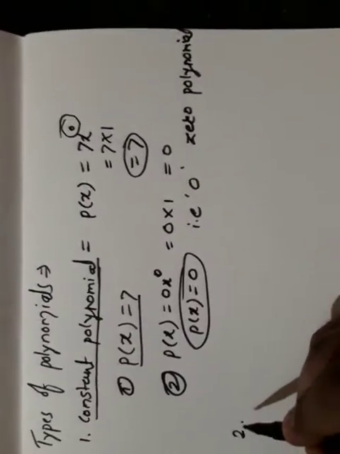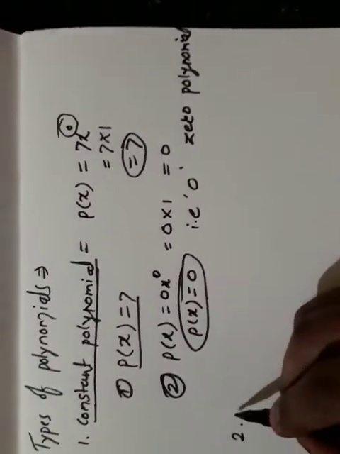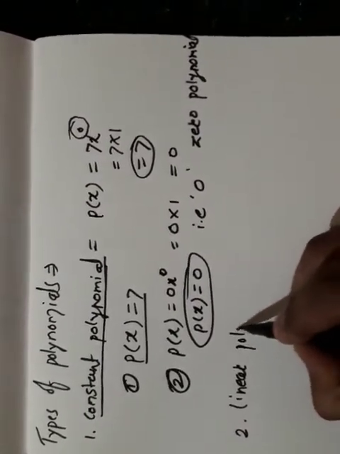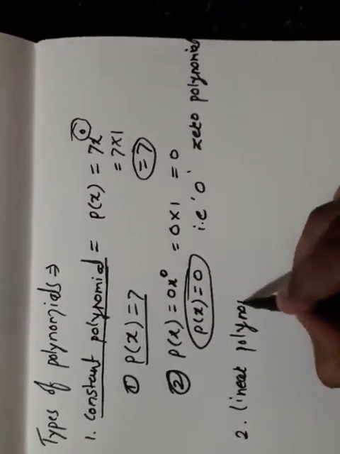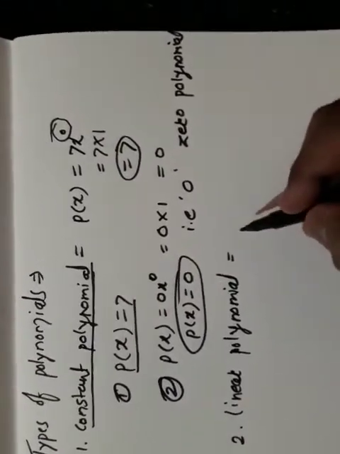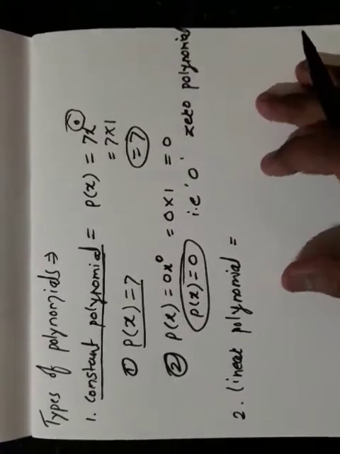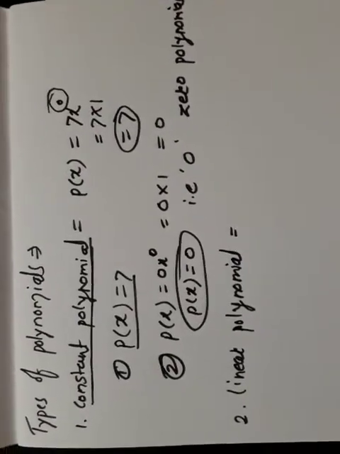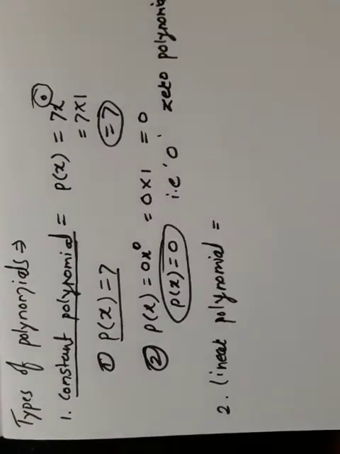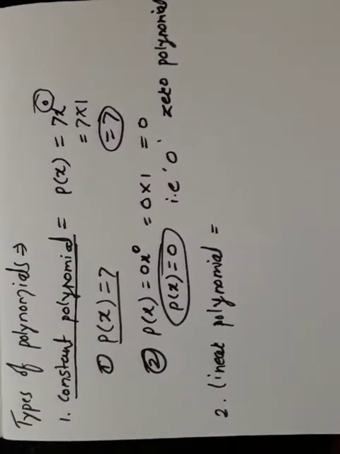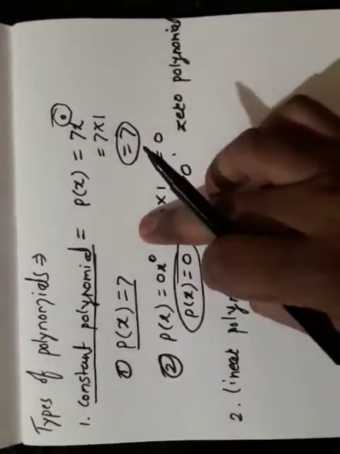Second type. What is the second type? Look here, linear polynomial. All polynomials belong to a type according to their highest degree. When the highest degree changes, the polynomial type will change. That is the only difference, nothing else. In the previous polynomial I told you degree 0.